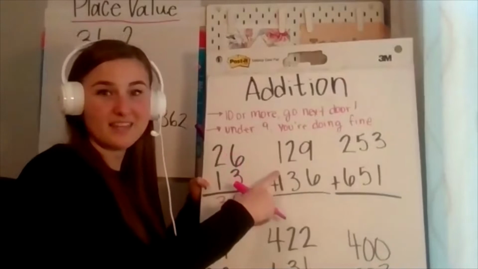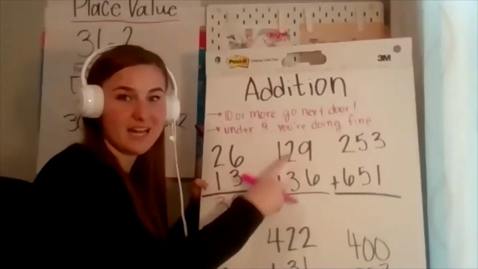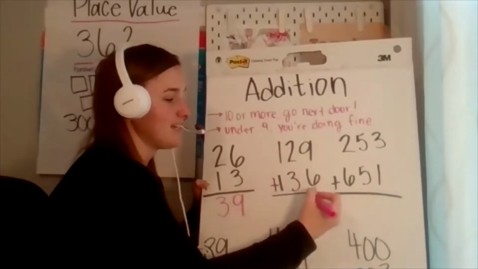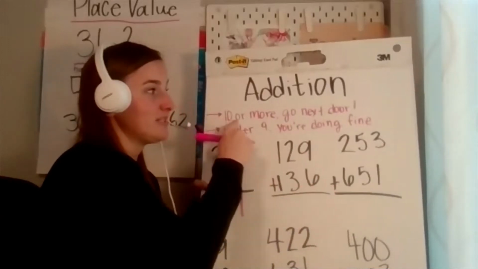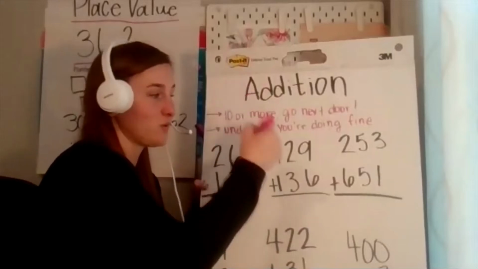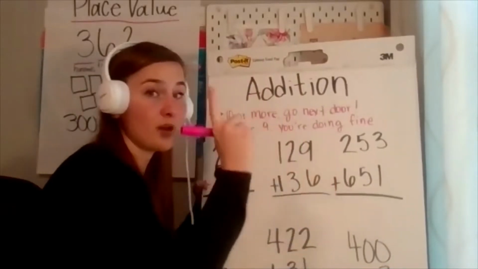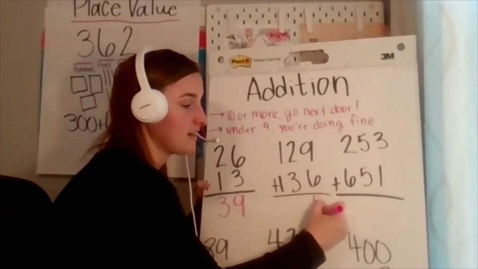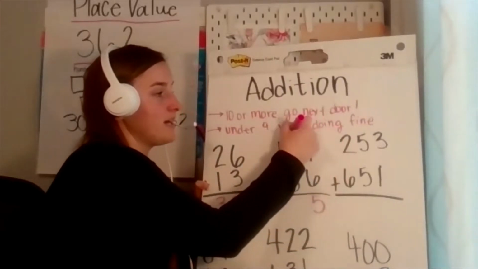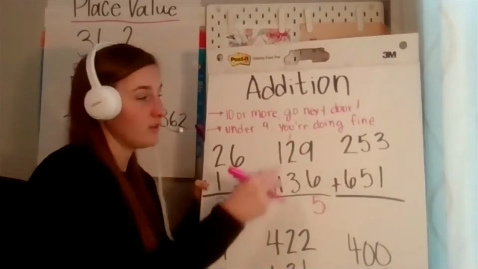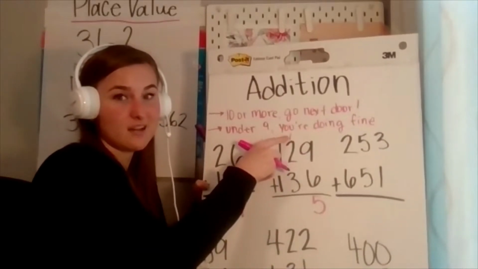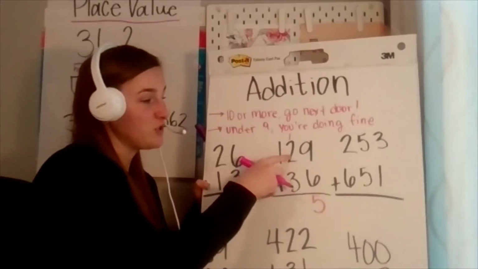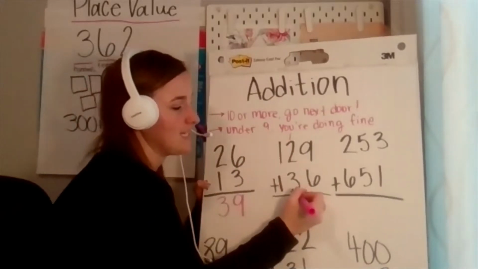Okay. The next problem is 129 plus 136. 9 plus 6 is 15. So it's 10 or more, go next door. So I'm going to take the number from the ones place, which is 5 from 15. And I'm going to take the 1 next door. So I have a 1 up here. So this now becomes 1 plus 2 plus 3. So 2 plus 3 is 5, plus 1 is 6.